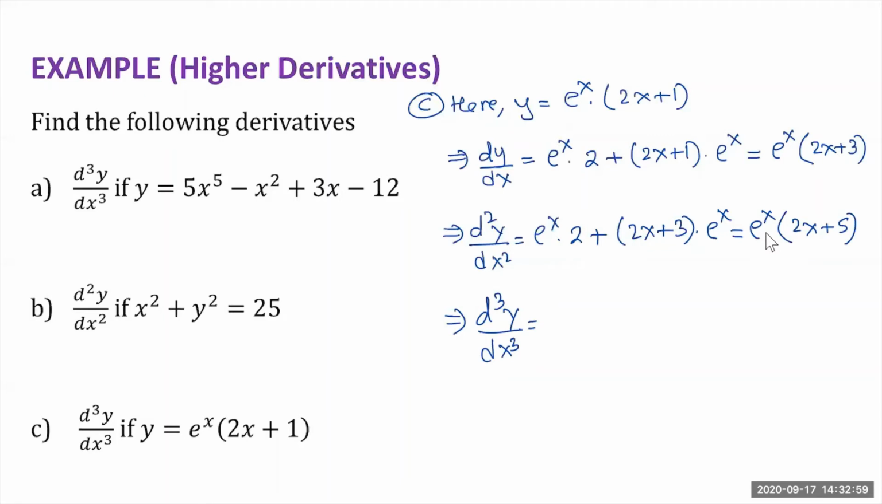First function e to the x multiplied by the derivative of the second, the derivative of 2x plus 5 is 2, plus the second function 2x plus 5 multiplied by the derivative of the first, the derivative of e to the x is e to the x. So this is equal to, again, we can factor this e to the x out. Then we get 2 plus 2x plus 5, which is 2x plus 7. So that is the third derivative of the function y equal to e to the x times 2x plus 1.